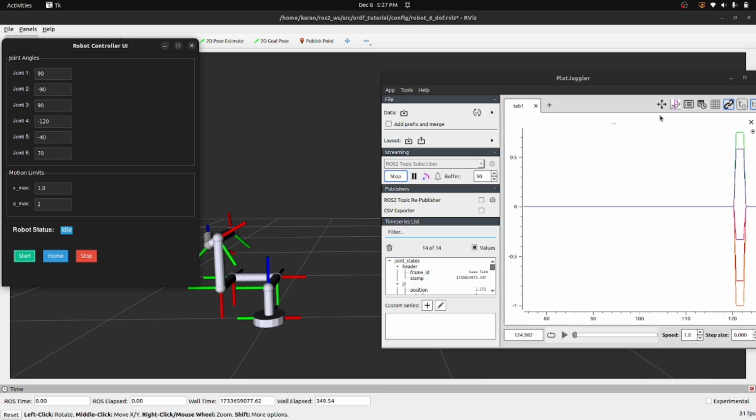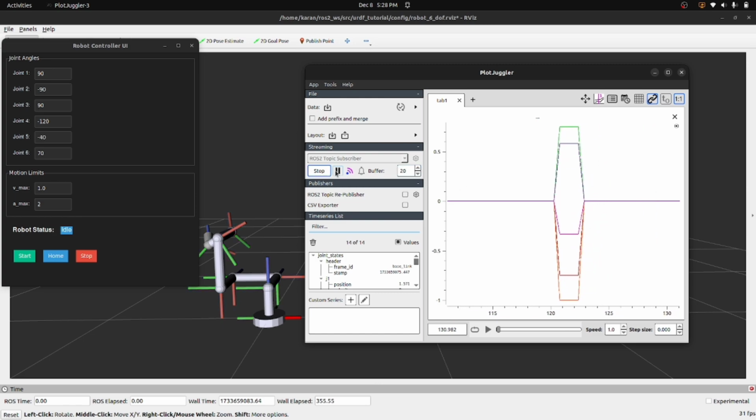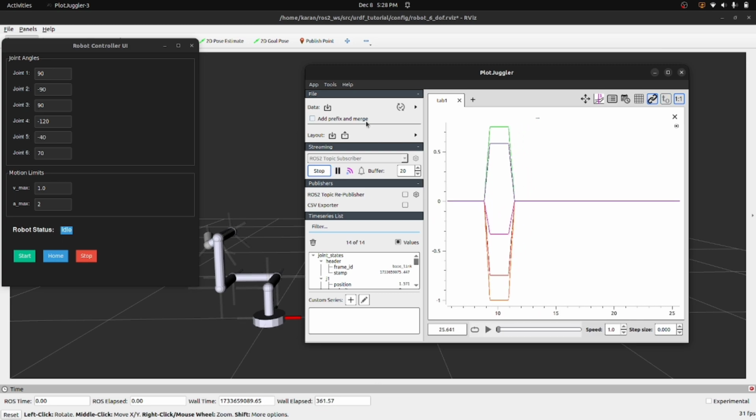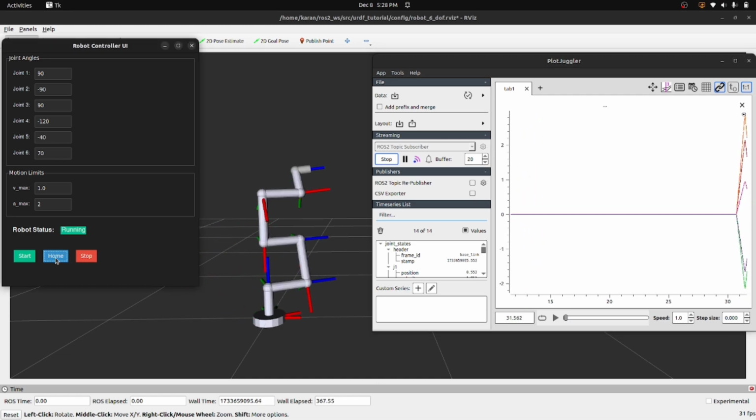Now you can see in PlotJuggler that the velocity profile it follows is a trapezoidal velocity profile. Here you can see that all the joints follow the trapezoidal velocity profile. Now I will send it to home. For home the angles will be 0, with a default velocity and acceleration. So you can see it come to home.